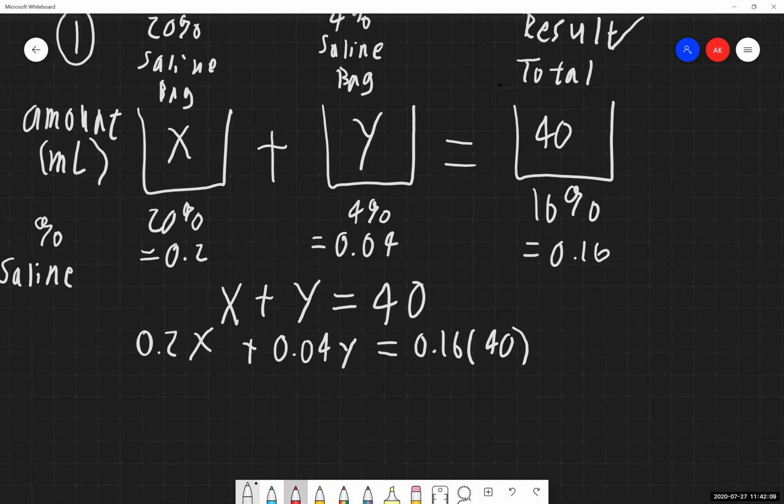So basically what our first part here is telling me is 0.2, or 20%, of the milliliters that I have from my first bag plus 0.04, or 4%, of my second bag of saline is going to give me 0.16, or 16%, of my final bag as saline. So essentially we're mixing specifically saline amounts together to get our total amount of saline for this problem. And that's going to be our second equation.